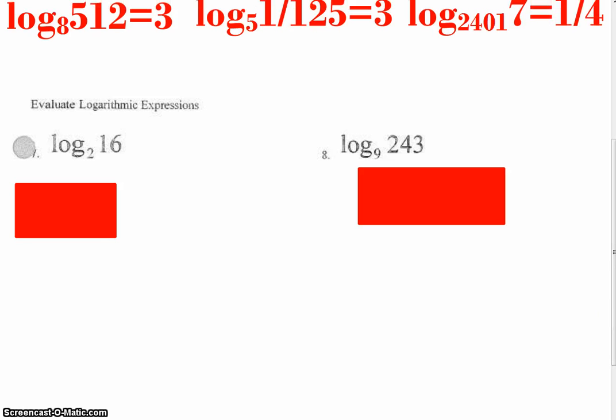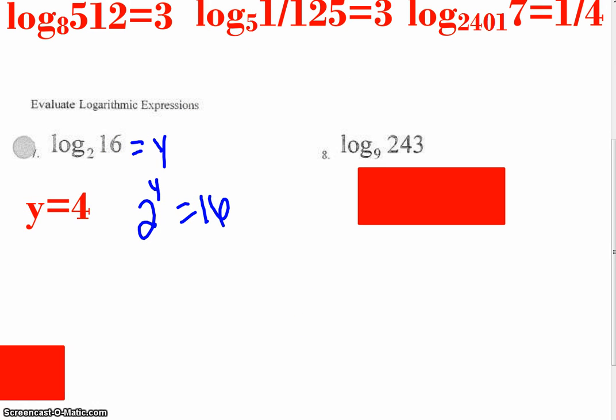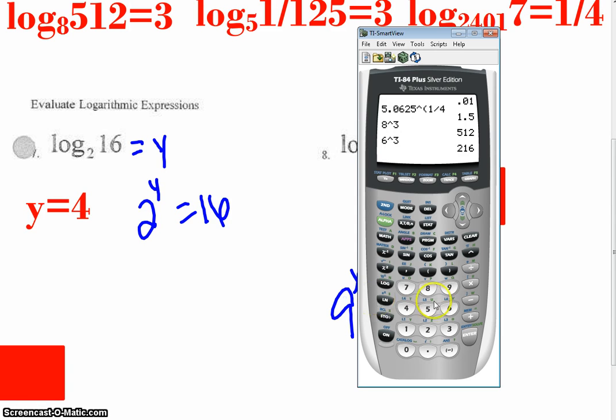So let's evaluate these. You're going to set it equal to y. So this becomes 2 to the y is equal to 16. 2 to what power is 16? And you can just trial and error it in your calculator and you'd get 4. This is going to be equal, and you can put x, it doesn't have to be y. 9 to the x is equal to 243. Well, we know that 9 times 9 is 81, so probably want to try 9 to the 3rd. And it's 729, so that tells me we got a problem.